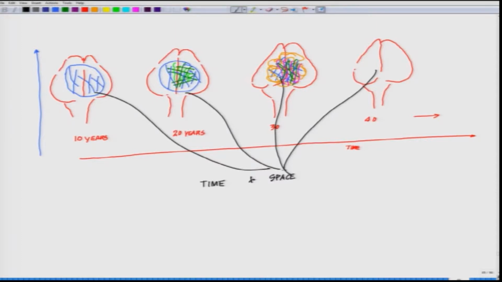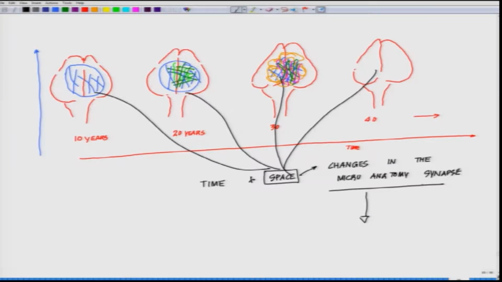So, we see within this space you will have changes in the micro anatomy. And what we do not understand is those changes in the microanatomy at the level of synapse, or even some of them at the level of nucleus, or in other words DNA, how those things become permanent.